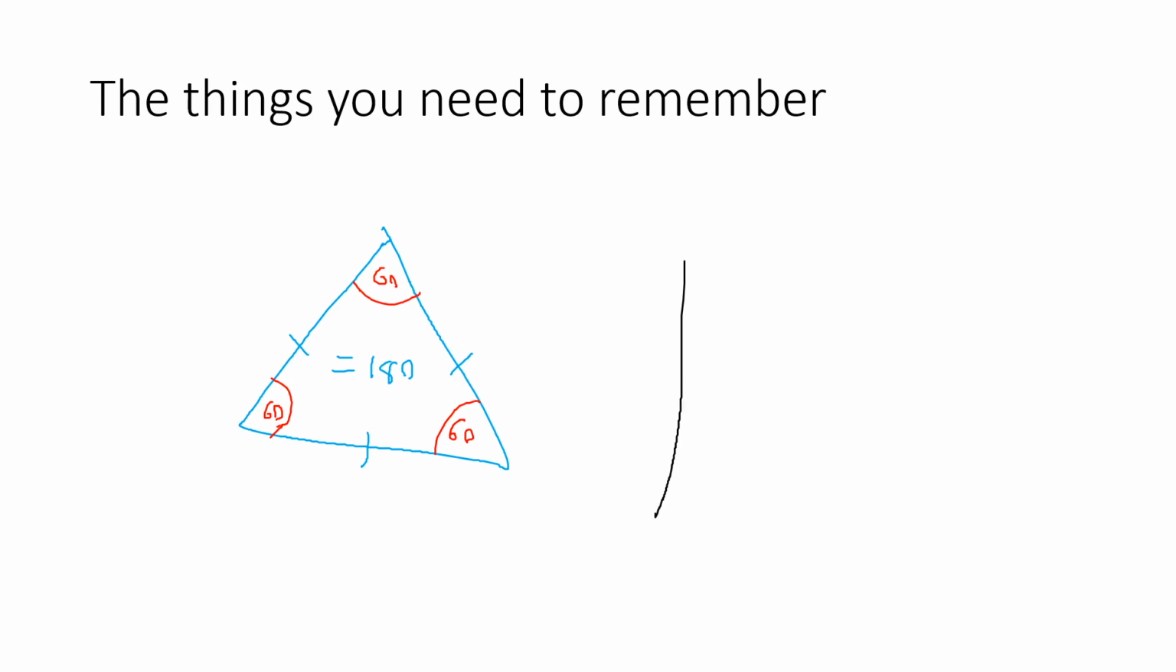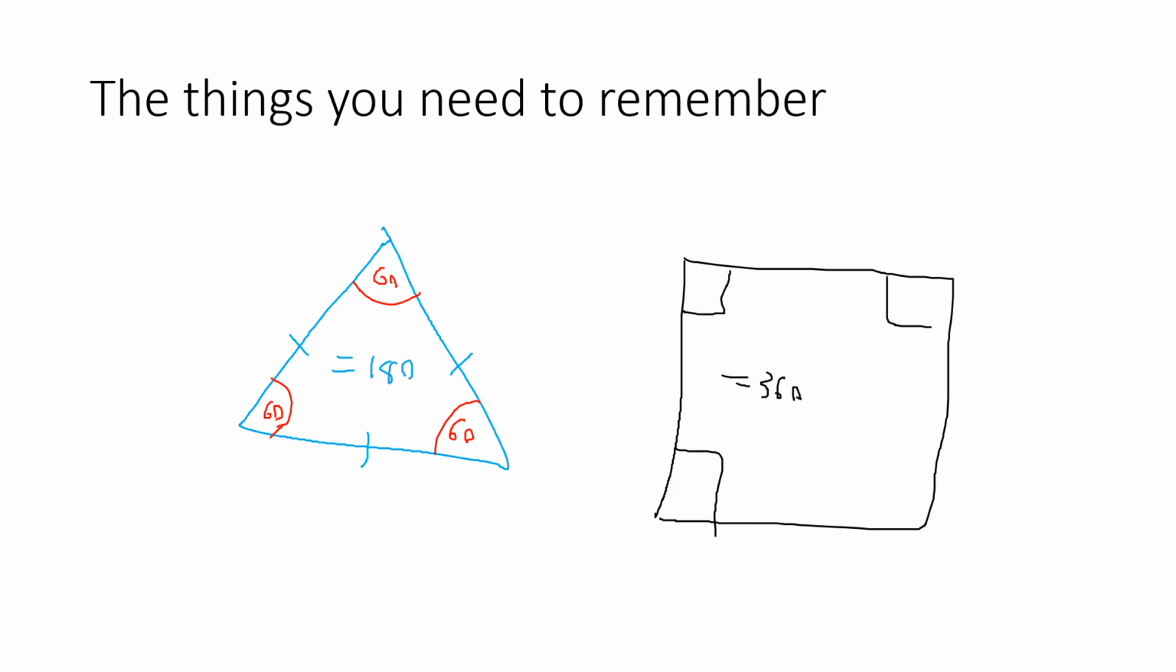If we imagine a square, it adds up to 360. And so therefore, this is a right angle, this is a right angle, this is a right angle, and this is a right angle. Okay? What do you notice? That it goes up in 180, doesn't it? So we can use this to our advantage.